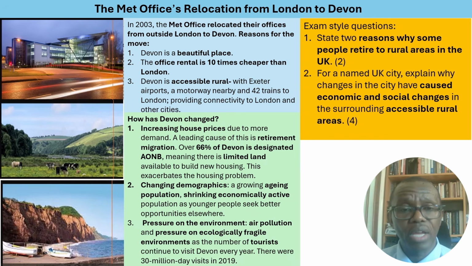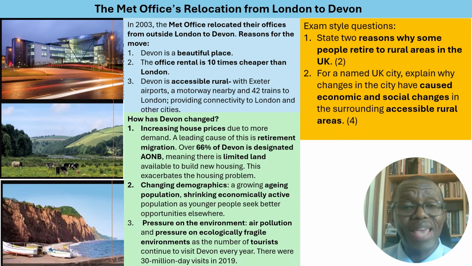Then thirdly, Devon is accessible rural. So there's Exeter Airport nearby, there's a motorway nearby, and there are 42 trains to London. So this provides great connectivity to London and other cities here in the UK. So how has Devon changed as a result of this move then, or has changed generally over time?